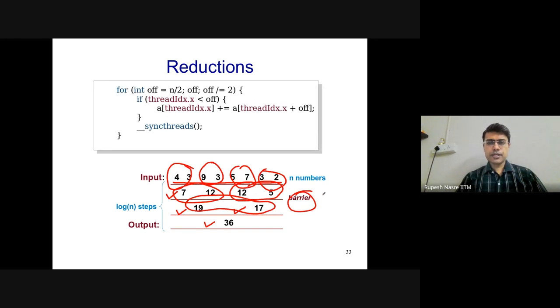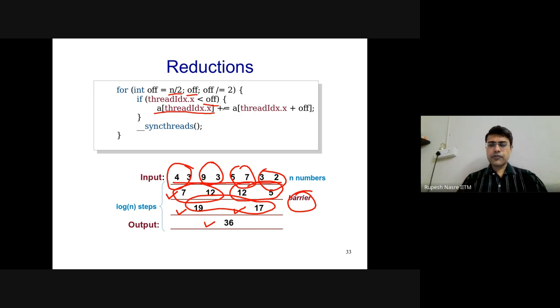So how do we implement it? Like this, we can try to implement it where the number of threads is initially n by 2, then n by 4, n by 8, like that. So initially n by 2 threads, and as long as those many threads are active, I'm going to apply this loop. So all the threads which are less than that number, so initially 0 to n by 2 minus 1, then 0 to n by 4 minus 1, then 0 to n by 8, and so on.